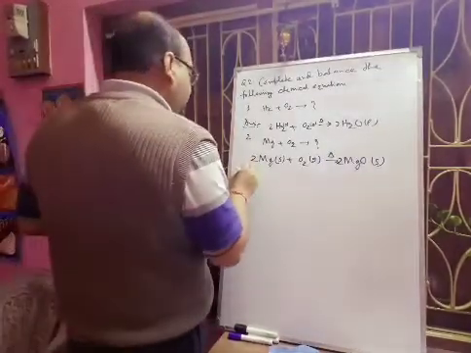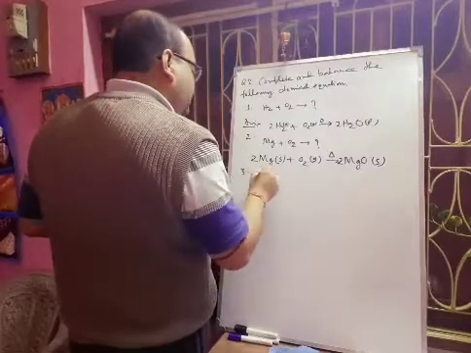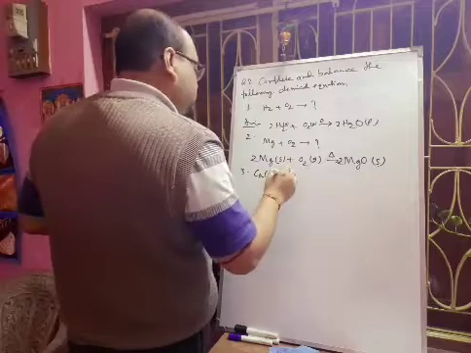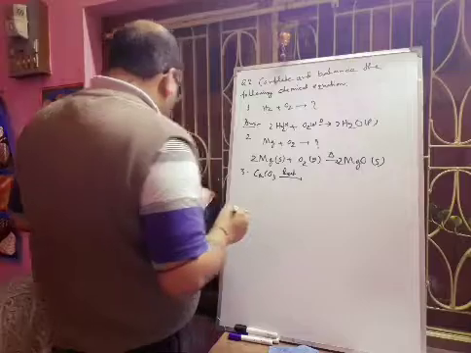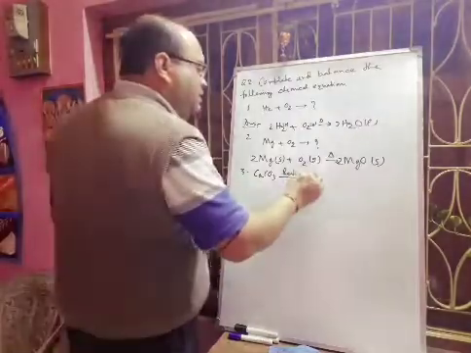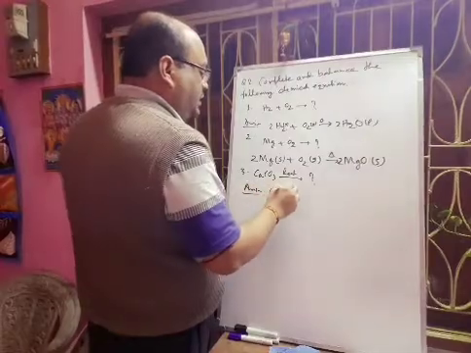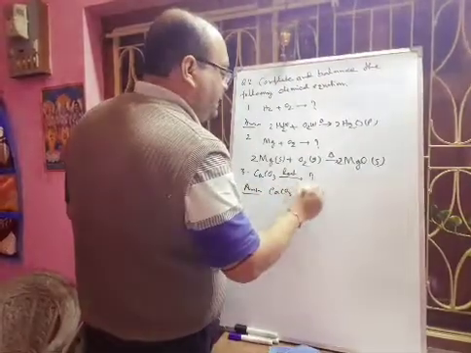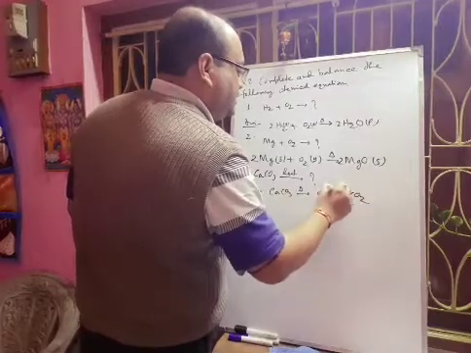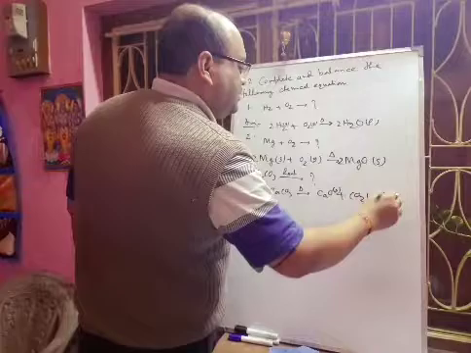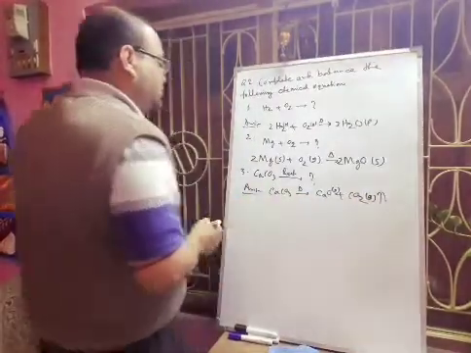Next question number 3. It is given calcium carbonate, heat. This is the question, so the answer will be calcium carbonate. When you are applying heat, it is forming calcium oxide plus carbon dioxide. Calcium oxide is solid, carbon dioxide is gas. Okay. So now here you see this is already a balanced equation. So this is your correct answer.